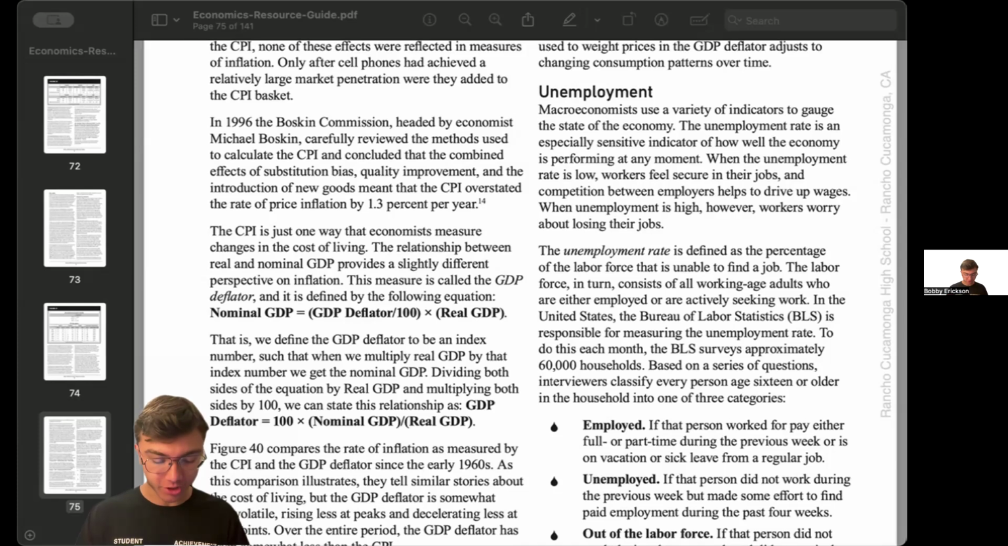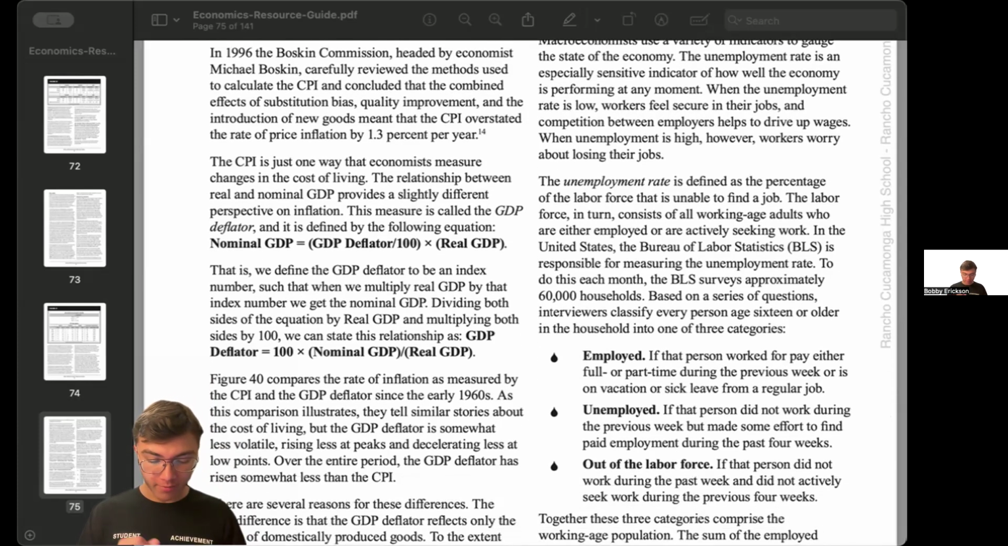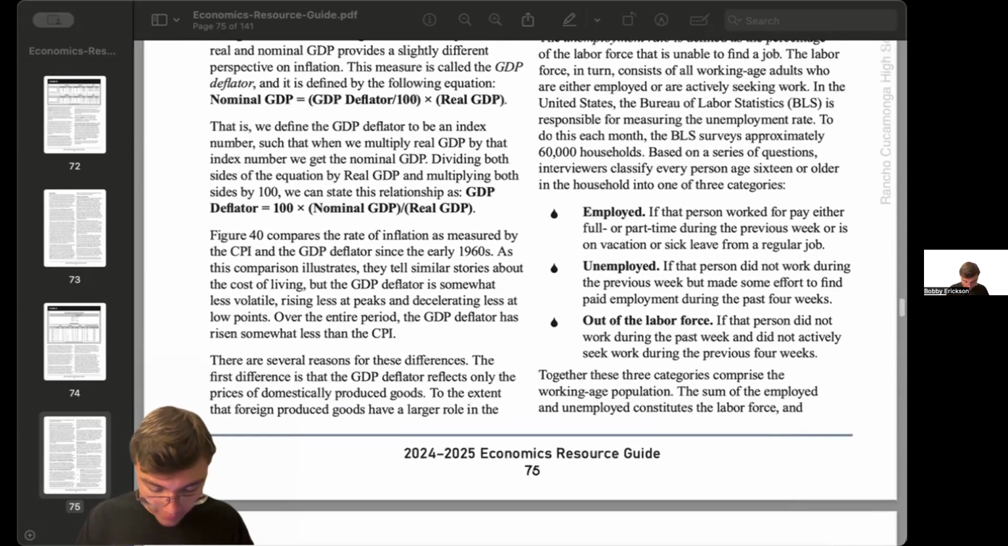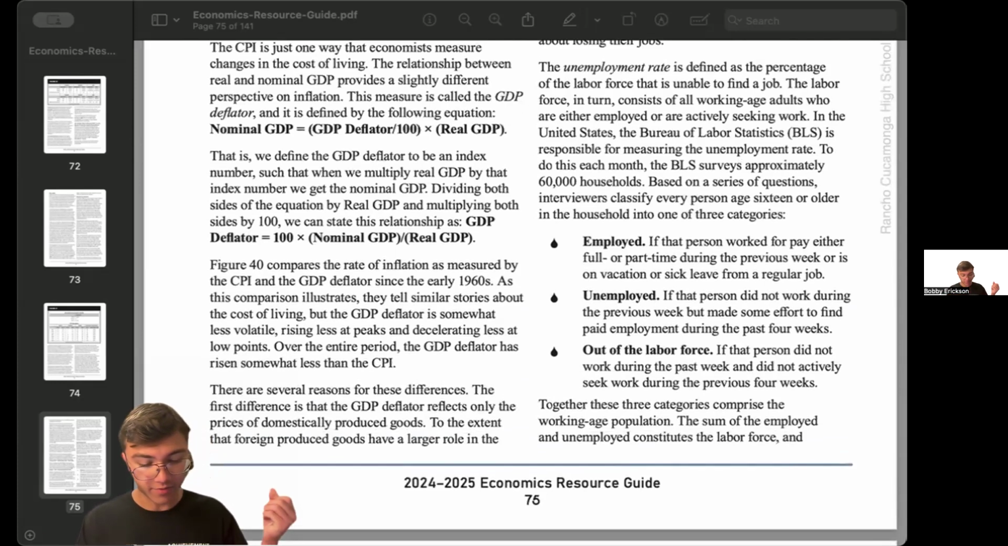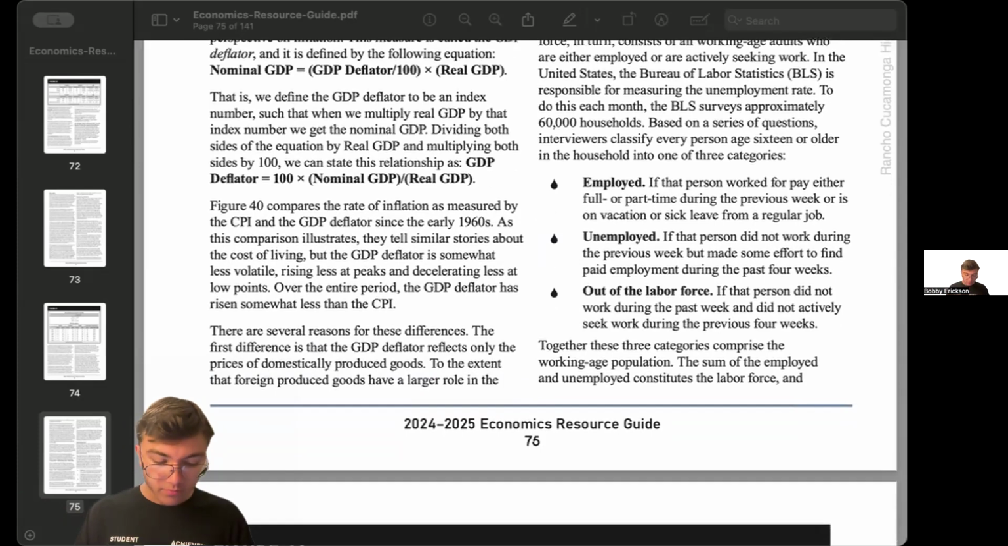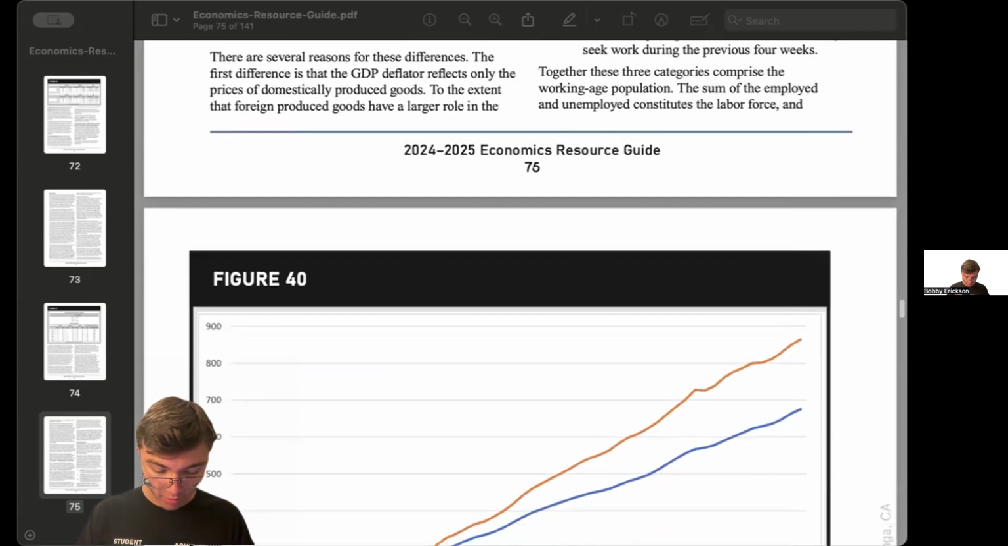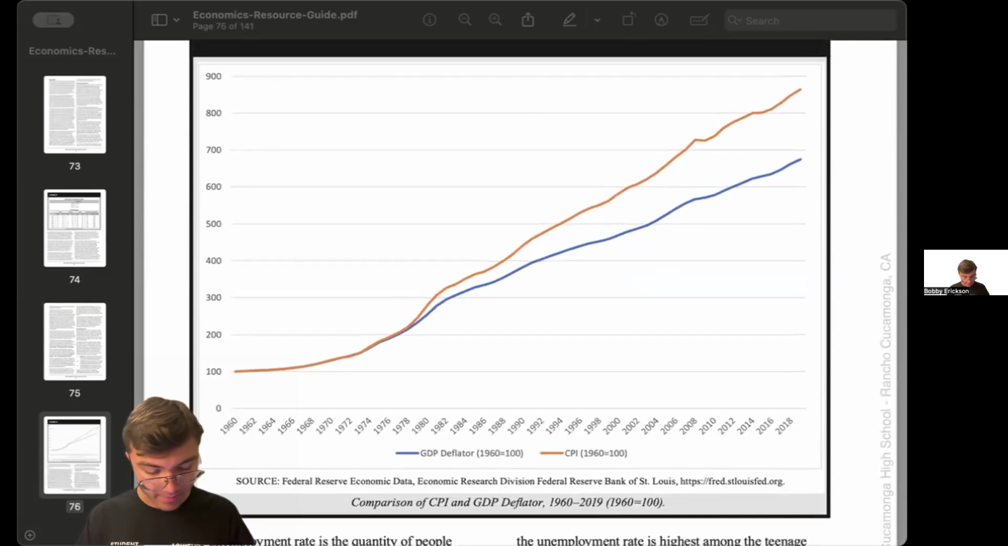The GDP deflator is an index number, just like the CPI, and we can multiply real GDP by the index in order to get the nominal GDP. We can also show that the GDP deflator is equal to 100 times the nominal GDP divided by the real GDP. If we look at figure 40, we can see the difference between the CPI and the GDP deflator all the way back to the 1960s. They show different stories about the cost of living, and the GDP deflator is less volatile, so it rises at lower peaks and decelerates at less low points. It's a little less extreme than the CPI here.